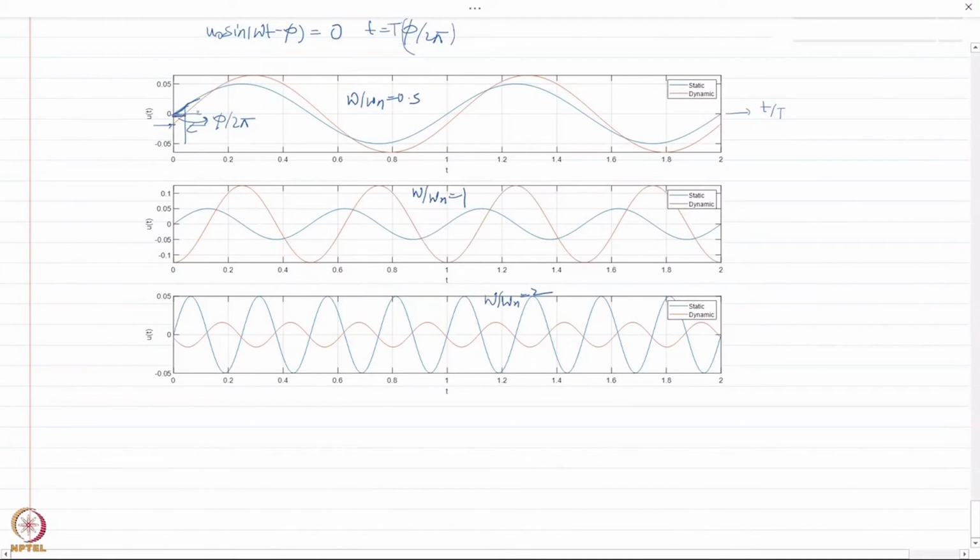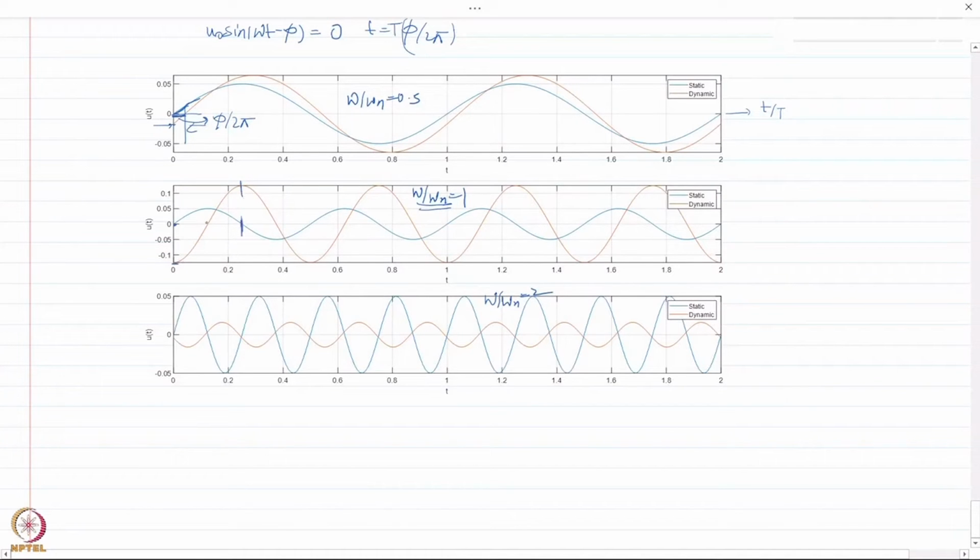However, if we consider omega by omega n equal to 1, we see that when the applied force is 0, the dynamic response is actually at its negative minimum, and when the applied force reaches its maximum value, which is here, the dynamic response is actually 0.